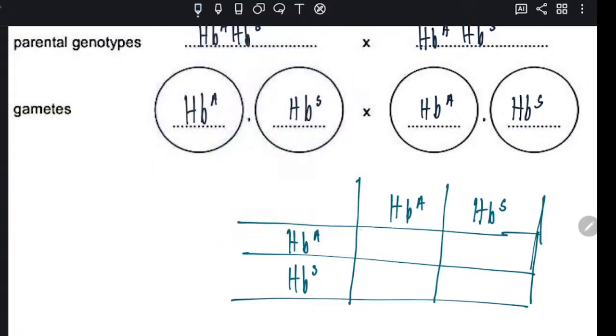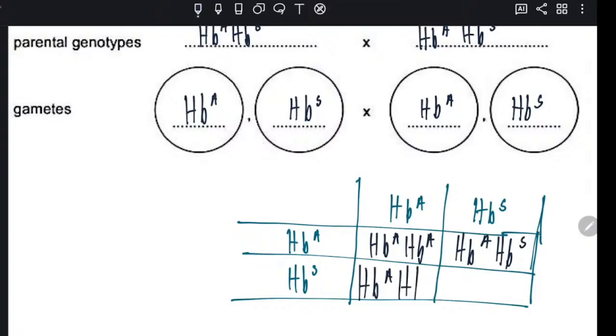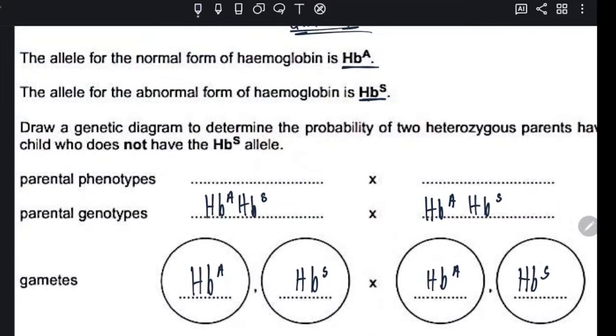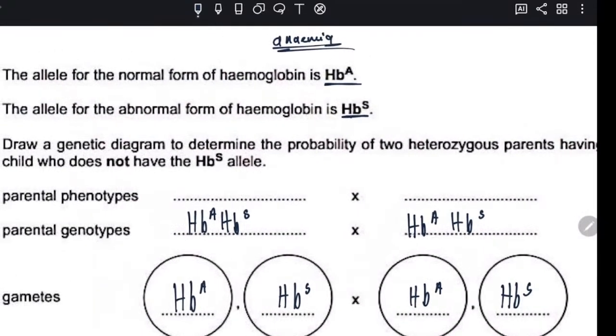This is so easy. HBA meets HBA, you get HBA, HBA. HBA meets HBS, you get HBA, HBS. HBS meets HBA, you get HBA, HBS. You always start with the dominant one. HBS meets HBS, you get HBS, HBS, because it's this one meeting this one. And you get the results in here. Now, what are they saying? Find the probability of what? Having a child who does not have the HBS allele.